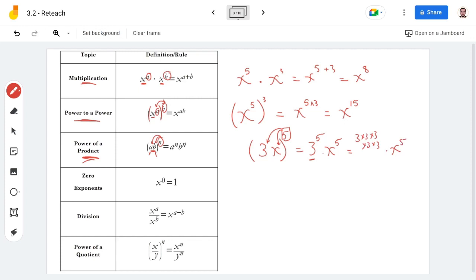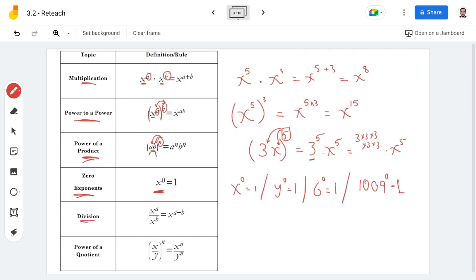Now let's go to the zero exponent. Any number or variable to the power of 0 is always equal to 1. Like x to the power of 0 is equal to 1, y to the power of 0 equals 1, 6 to the power of 0 is equal to 1, and 1009 to the power of 0 is equal to 1. So anything to the power of 0 is always equal to 1.